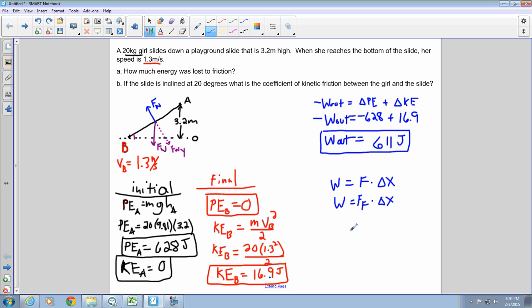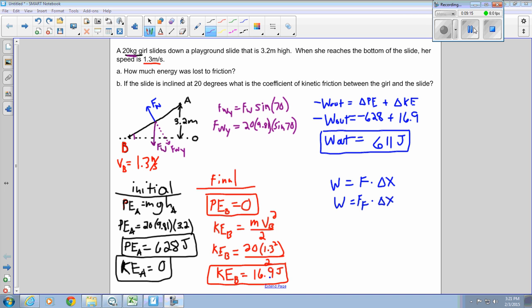So to find the force weight in the y direction, we will take force weight times the sine of 70 degrees. And that'll get us our weight in the y direction. How do we get weight? mg, mass times gravity. And force weight in the y direction is equal to 184 newtons. And that is also what force normal equals.